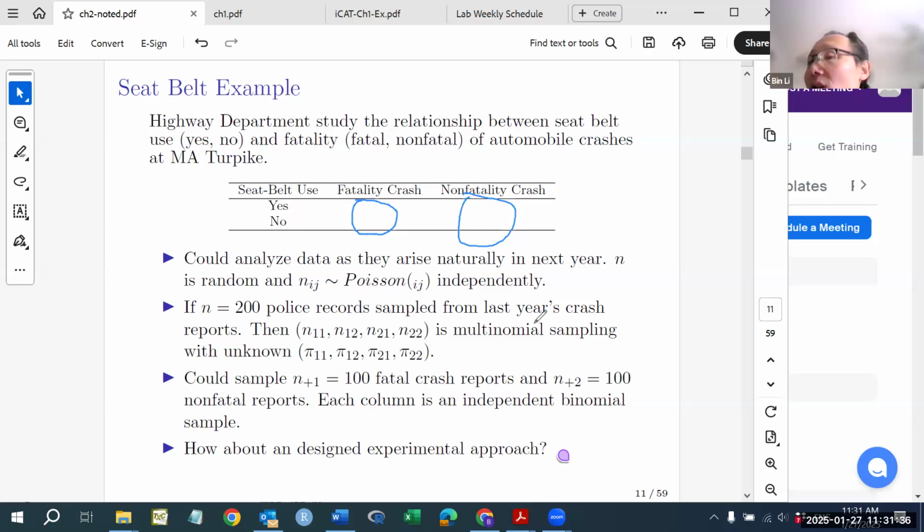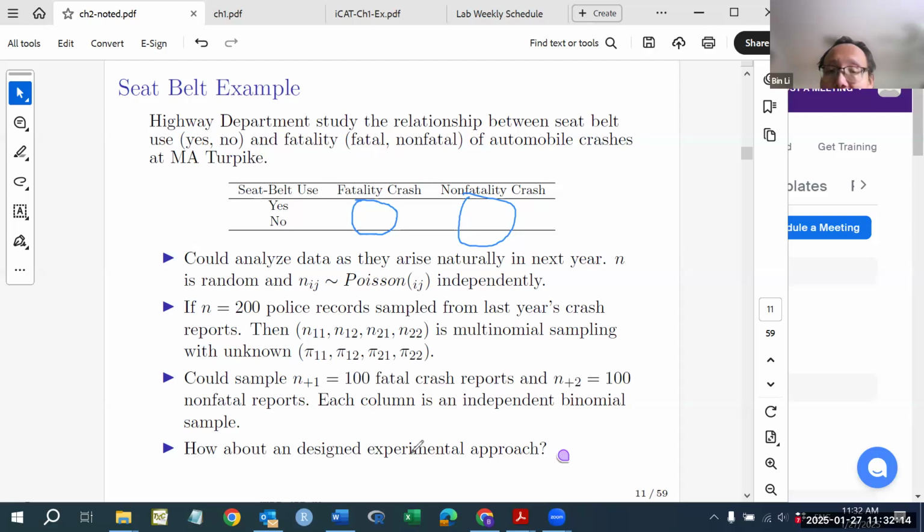But they have different parameters. Very obvious, right? Because you can easily think that the probability of having the seatbelt used for the fatal crash will be much smaller than this one, right? Because using the seatbelt saves lives. Okay, so this just gives you some idea.